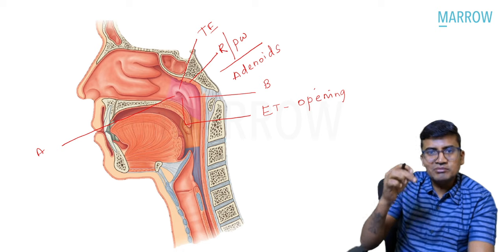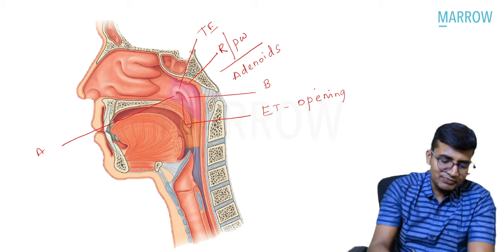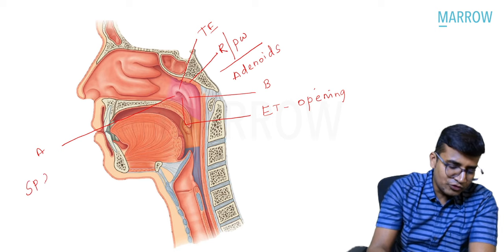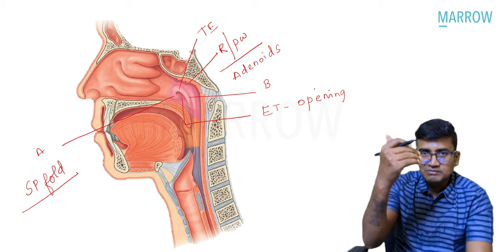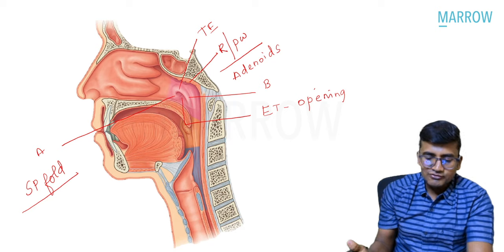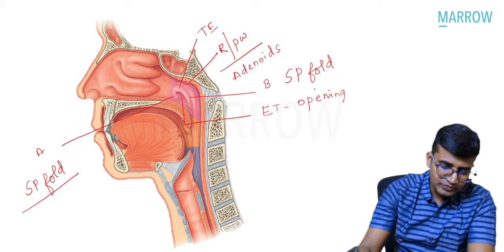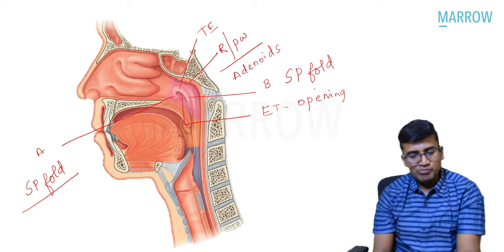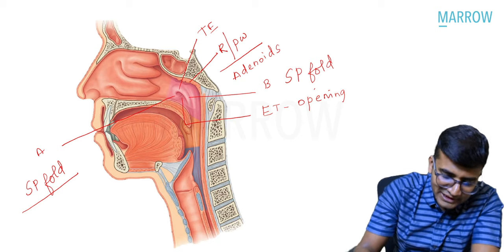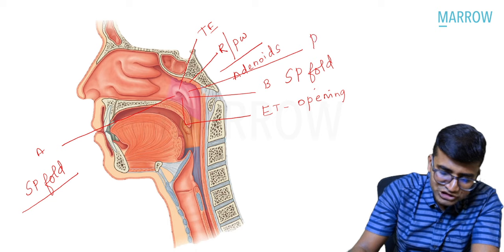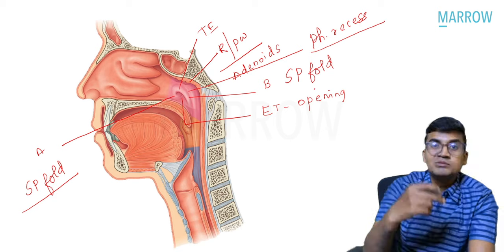Now that fold is coming from the eustachian tube. A is going from the tube opening to the palate, that is the salpingopalatine fold. A is salpingopalatine fold, and B is from the tube opening to the pharynx, that is the salpingopharyngeal fold. Now very important thing is, behind the tubal elevation, we see one space there. Now this space is called pharyngeal recess, which is also called fossa of Rosenmüller.